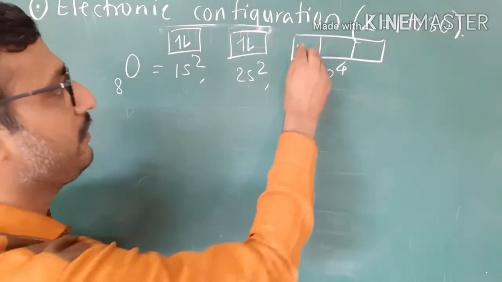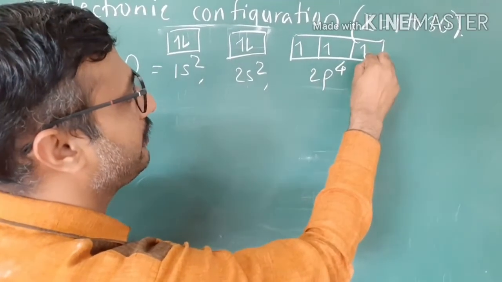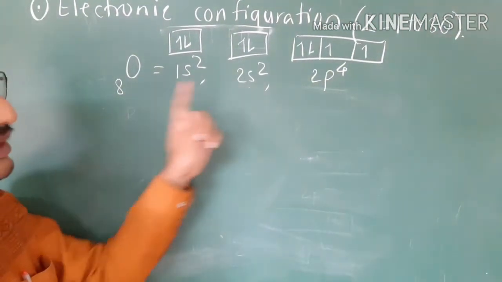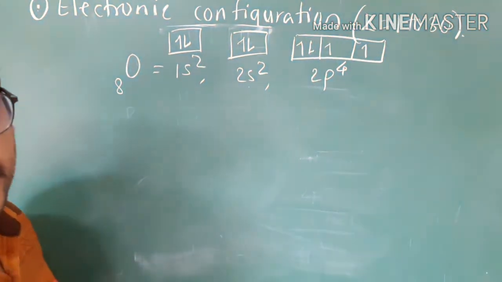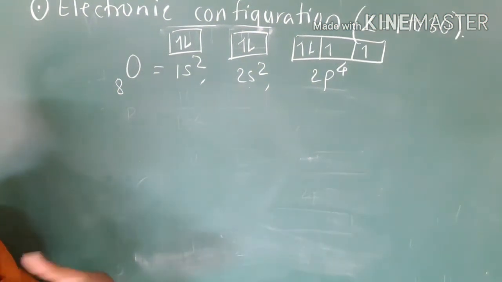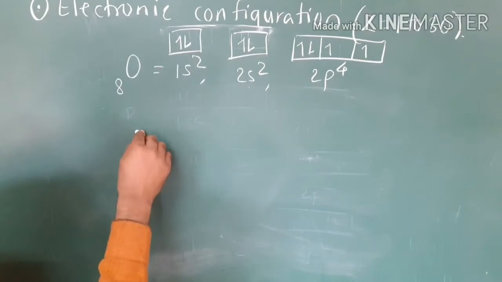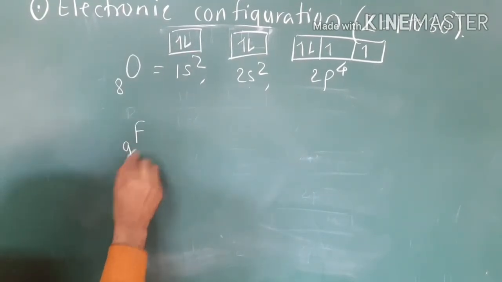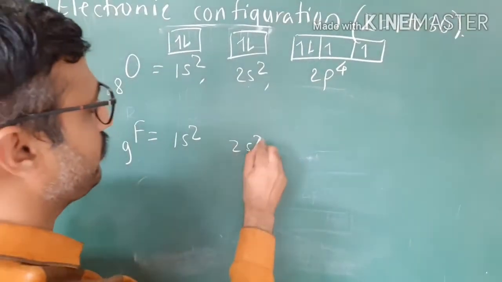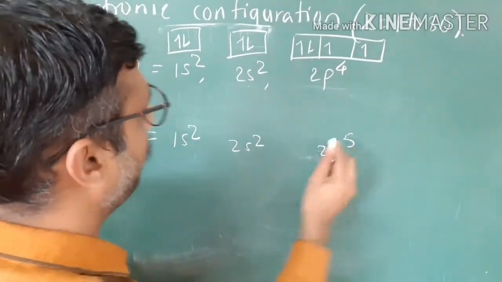How to show them? First, second, third, and this fourth electron gets paired, isn't it? Oxygen has 2 unpaired electrons, isn't it? That's why it is paramagnetic in nature, and is attracted by a magnetic field. Then fluorine, atomic number 9, its electronic configuration is 1s2, 2s2 and 2p5.